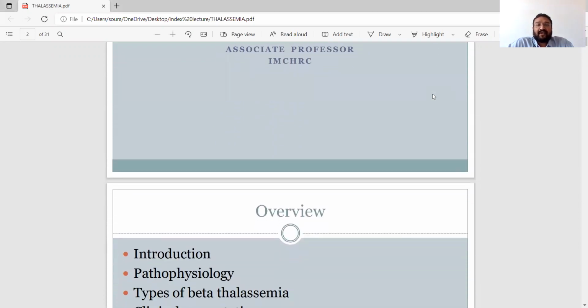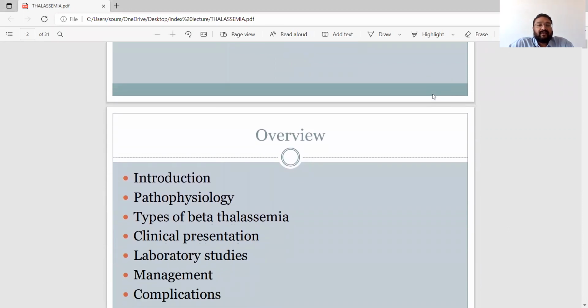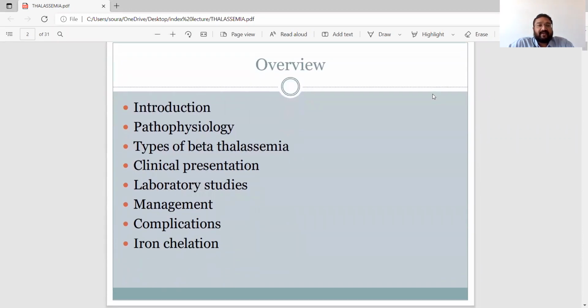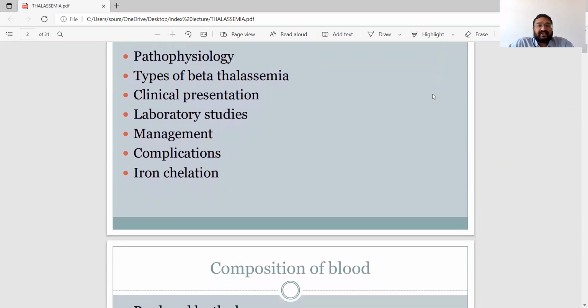Today I will be discussing thalassemia. I will be covering the topic under the following heads: introduction, pathophysiology of thalassemia, types of beta thalassemia, clinical presentation, laboratory investigation that are to be done in a case of thalassemia, management, management of complications, and iron chelation therapy.